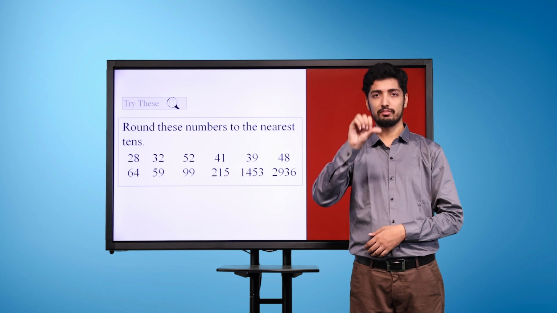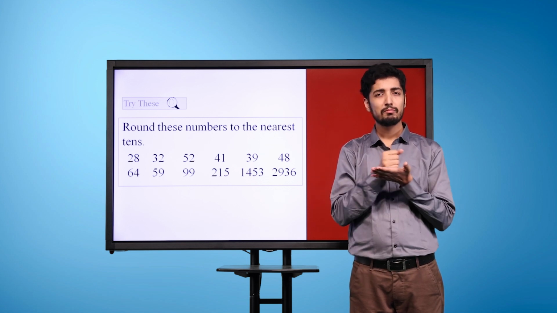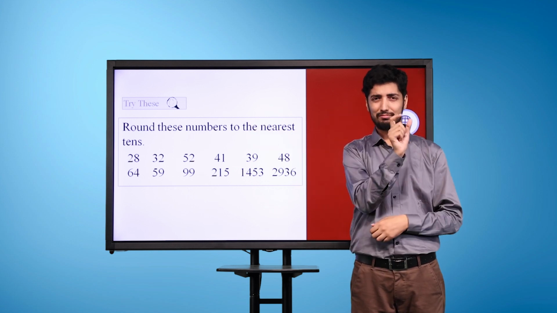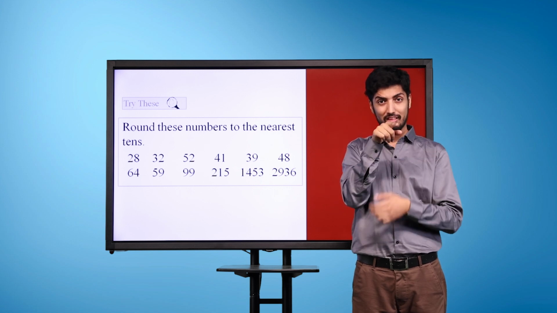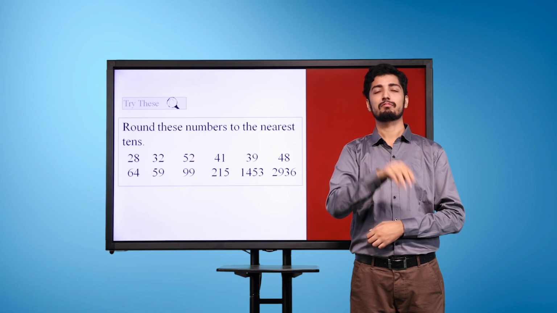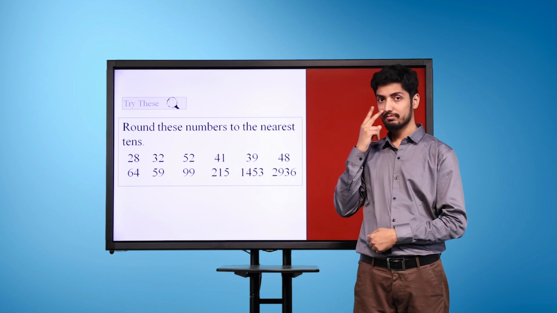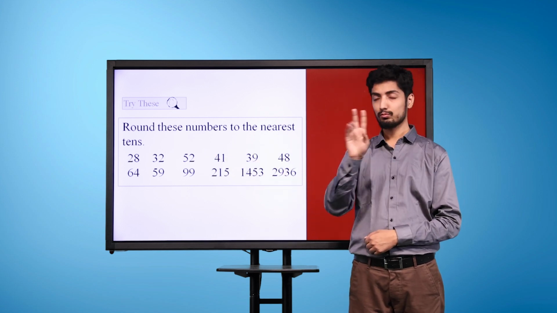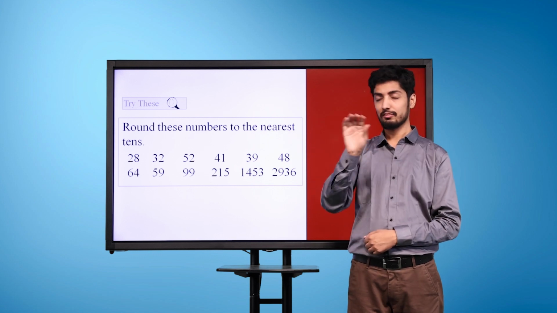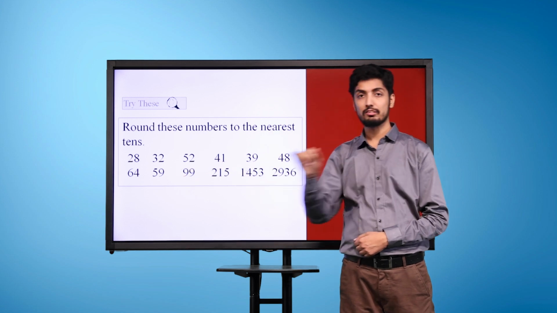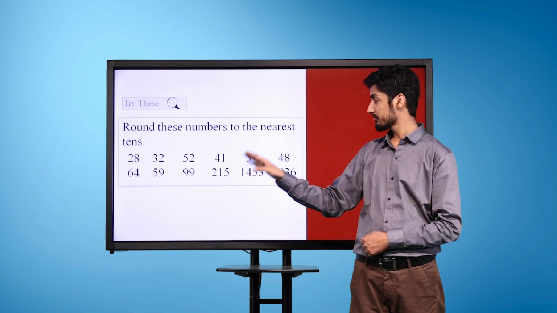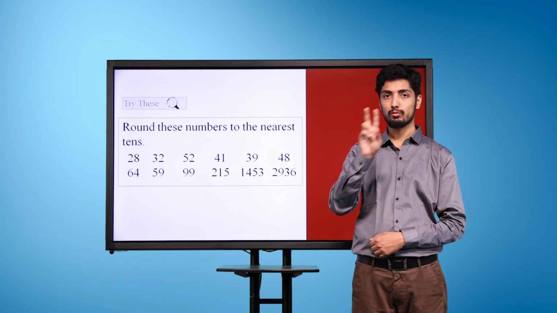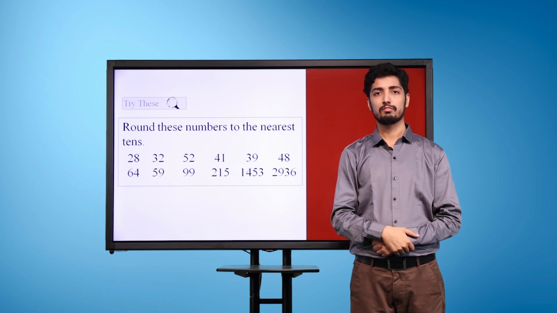Page 19. Try these. Round these numbers to the nearest tens. 28, 32, 52, 41, 39, 48, 64, 59, 99, 215, 1453, 2936.